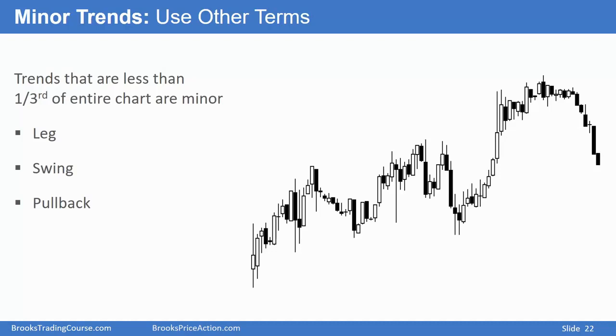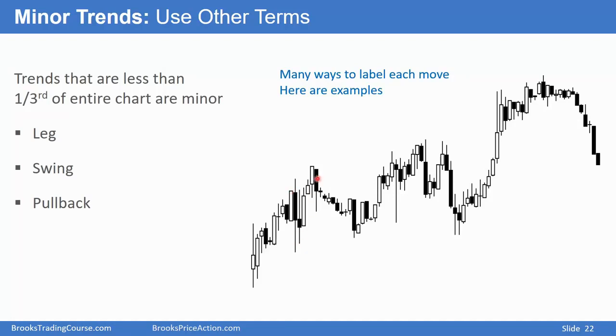If a trend lasts only about a third of the chart or less, it's minor. Remember I said that if there's only one trend on the screen, I call it a trend. Sometimes you'll get two trends on the screen, and I'll still call them trends if they clearly are trends. But if you get three or more trends on the screen, I stop using the term trend, and I start using other phrases like a leg or a swing or a pullback. And it doesn't matter what you call it. I tend to use the terms in particular ways.